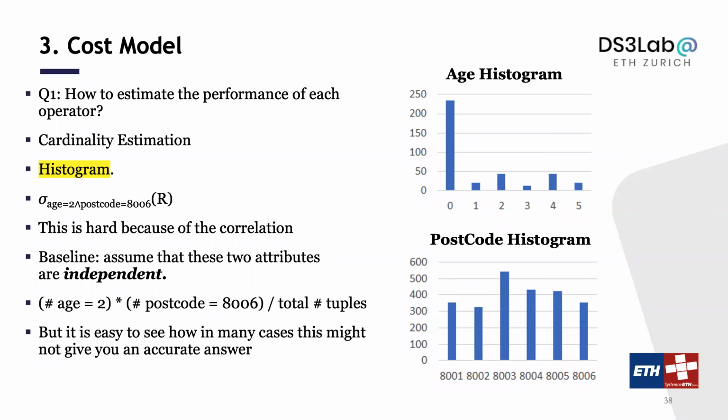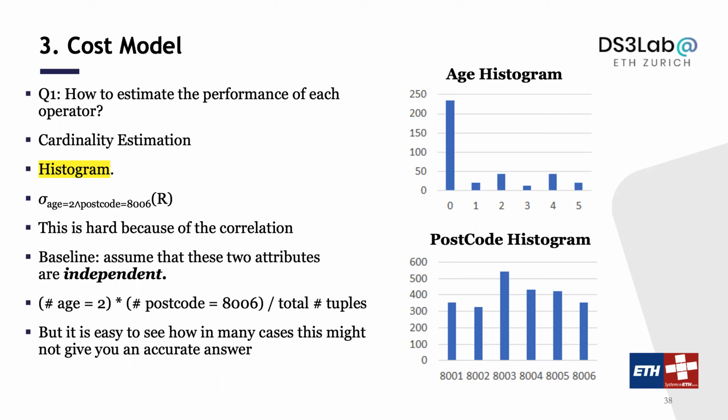It's easy to see that in many cases, this may not give you an accurate answer, because we are making an assumption that is actually very, very strong. In practice, people have many different ways to improve over this baseline assumption, and that is why cardinality estimation is a research area.